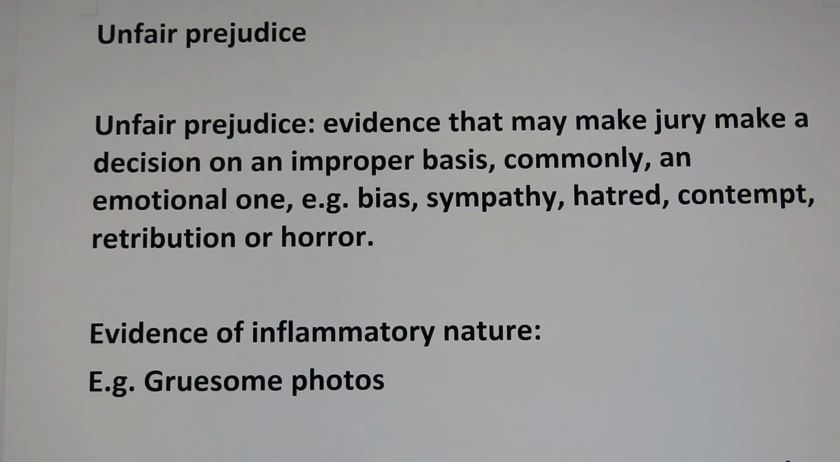Another ground on which relevant evidence may be excluded is if this evidence may cause unfair prejudice. By unfair prejudice, we mean the presentation of the evidence may make the jury make a decision on an improper basis. Commonly, this so-called improper basis would be an emotional one. For example, bias, sympathy, hatred, contempt, retribution, or horror.